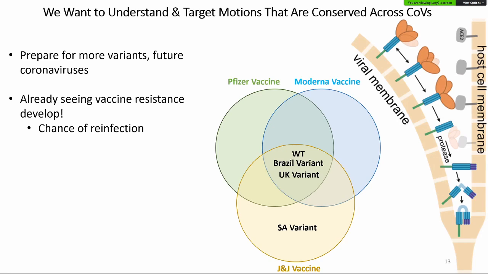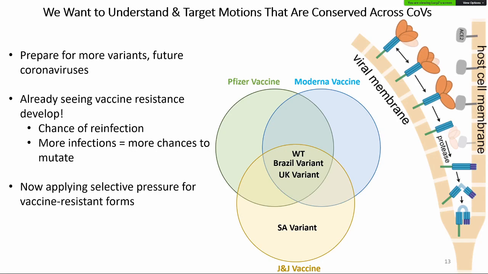So longer infections equal longer pandemic equals more chance of variations. That increases your chance of reinfection and gives you more chances to mutate, right? So it's this sort of vicious cycle. Now that we actually do have these vaccines out, we're applying a sort of selective pressure for these vaccine resistant forms as we have a sort of mixed population of both vaccinated people and unvaccinated people. So it's even more important to sort of understand these because the concern of vaccine resistant coronaviruses is becoming very real.